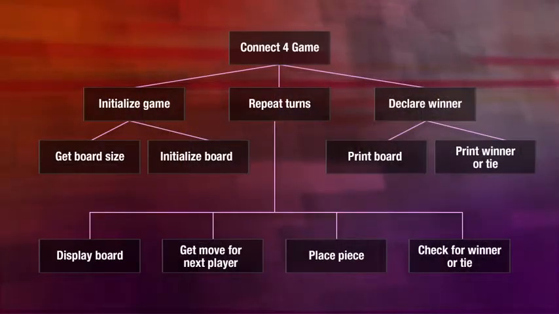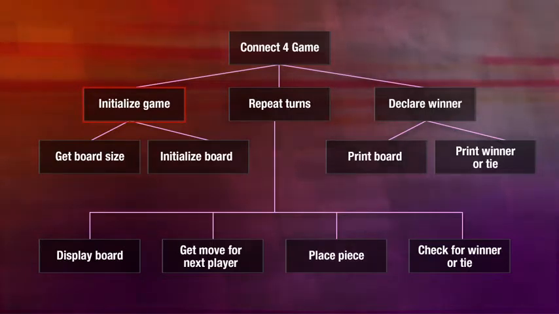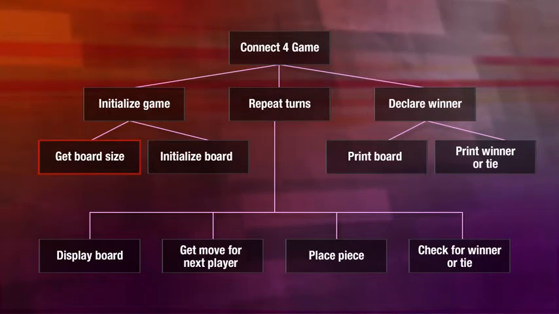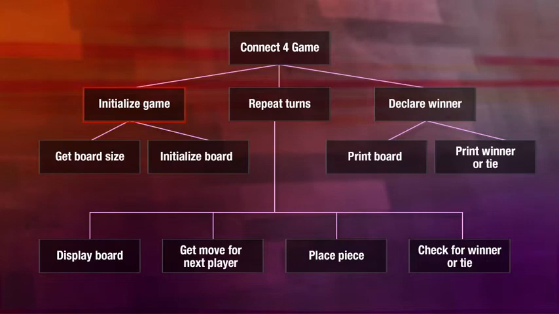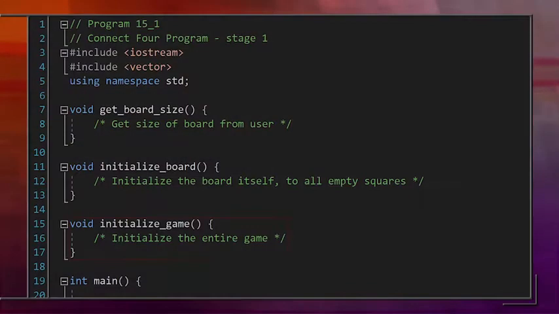For instance, we can create functions for the first branch of the top-down hierarchy. We'll have one function to initialize the game. Under that are two more functions, one to get the board size and one to initialize the board. Since the function to initialize the game is higher in the hierarchy and will need to call the other two functions, it should come last. We can do the same for all the branches right from the start, or we can begin filling in these functions. Just to make the illustration easier, I'll go ahead and fill in the code for these functions to see how it works.